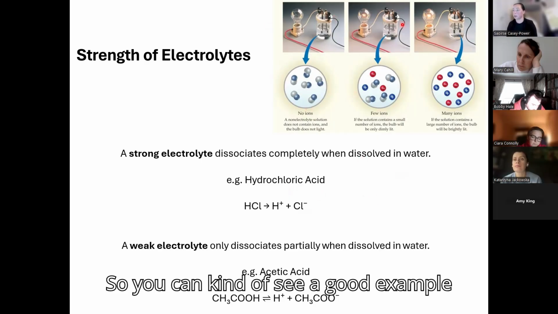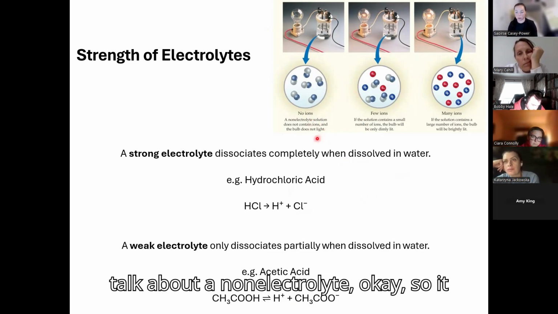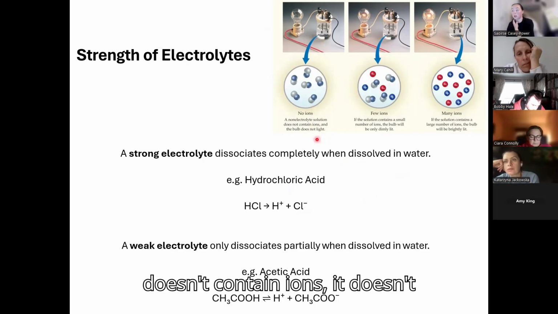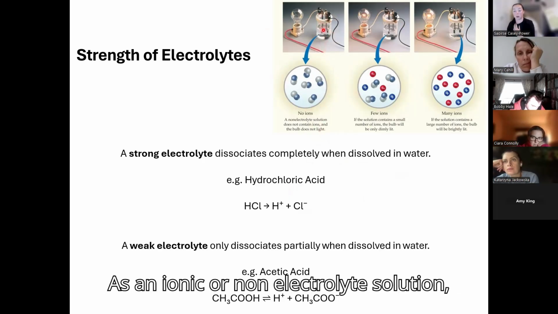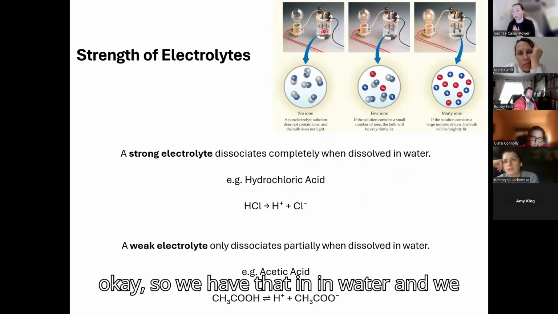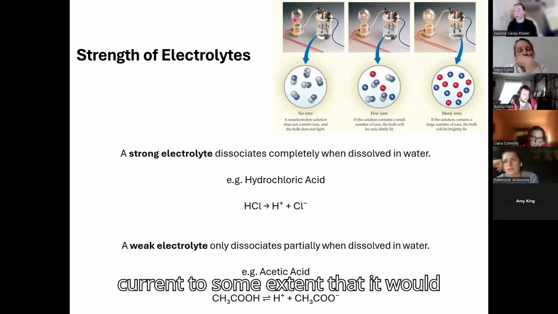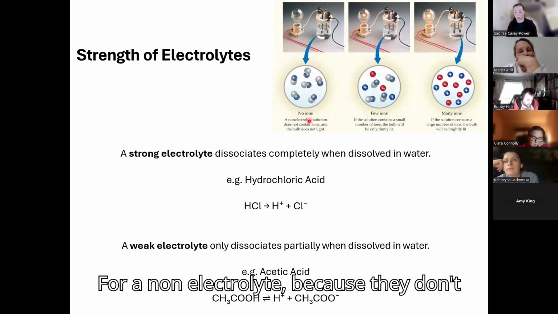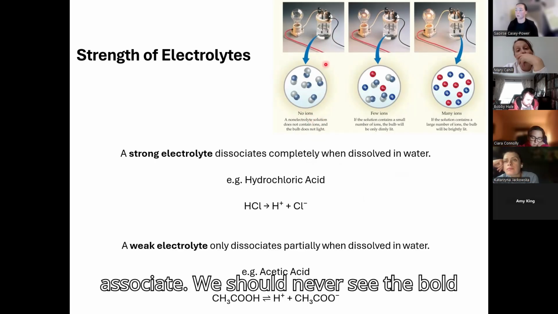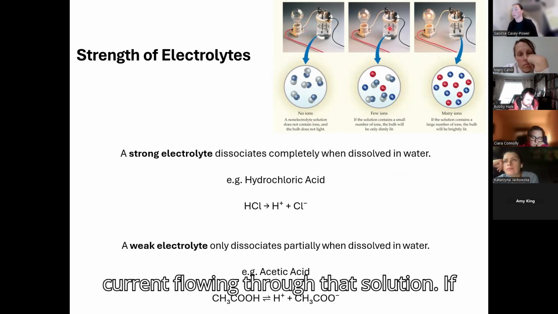You can see a good example in this diagram here. As we talked about, a non-electrolyte doesn't contain ions, it doesn't dissociate, so it can't carry an electrical current. There's a simple experiment we could set up with a non-electrolyte solution in water, and we see if it can conduct an electrical current to the extent that it would light up a bulb. For a non-electrolyte, because it doesn't contain ions, it won't dissociate. We should never see the bulb light up, because there's no electrical current flowing through that solution.